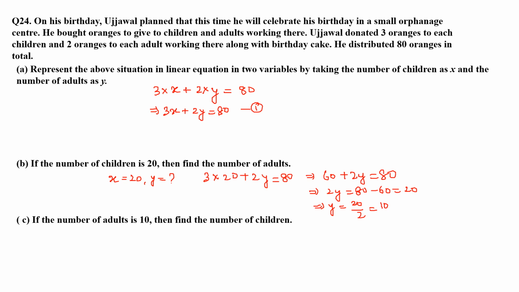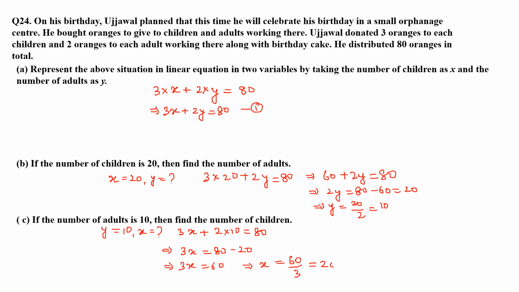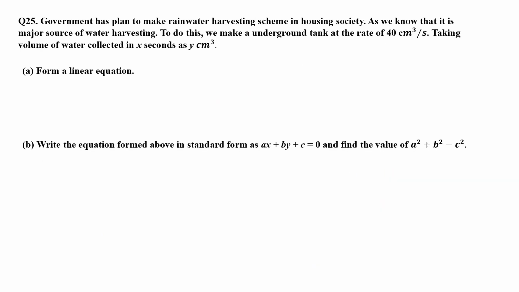Next is, if the number of adults is 10, then find the number of children. So if y is 10, find the value of x. Again you are going to put the value of y equal to 10 in equation 1. So 3x plus 2 into 10 is equal to 80, which will give 3x equal to 80 minus 20. So 3x is equal to 60. So the value of x will be 60 by 3, which is equal to 20. So from here you will see the number of children is 20. Now moving to the last question.